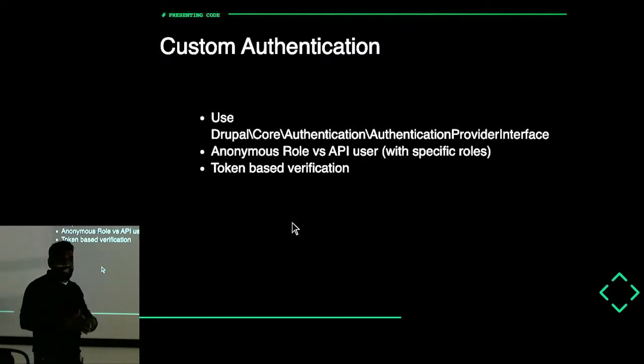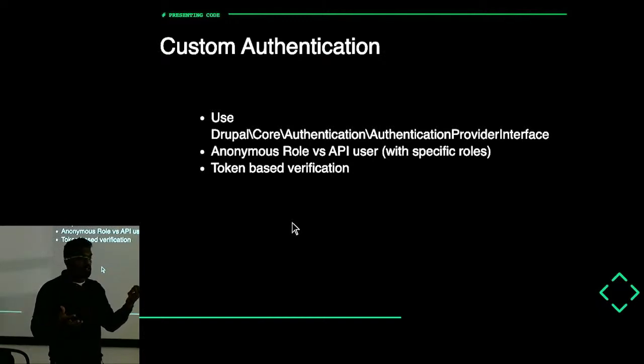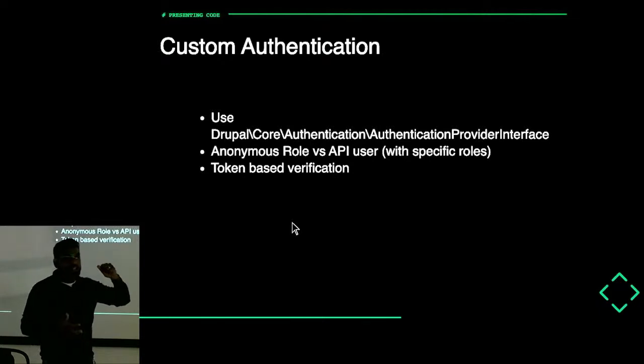Drupal 8 upwards made the authentication so much nicer, so much simpler. You can implement the authentication provider interface, and there is an applies method which says whether that authentication should be applied to a particular request or not. So you could go with the path approach, you can go with the header approach, you can decide where the authentication should be applied, and then you just say whether that particular request is authenticated or not, right?